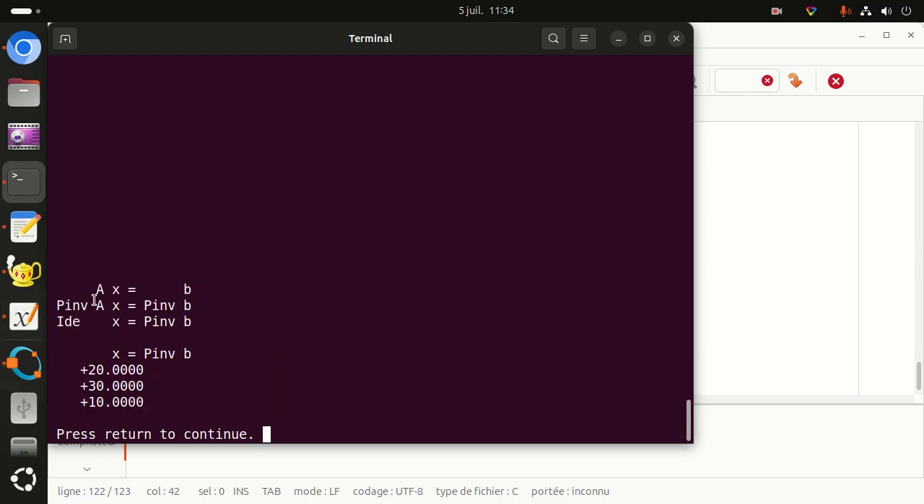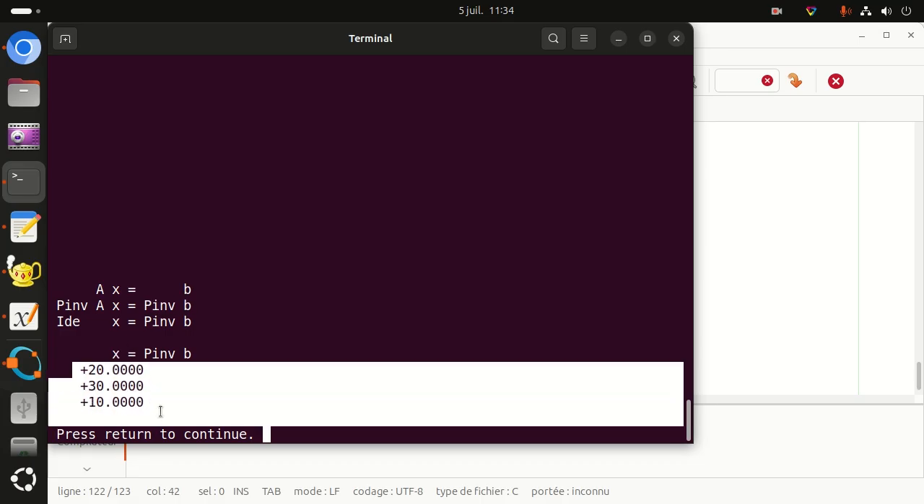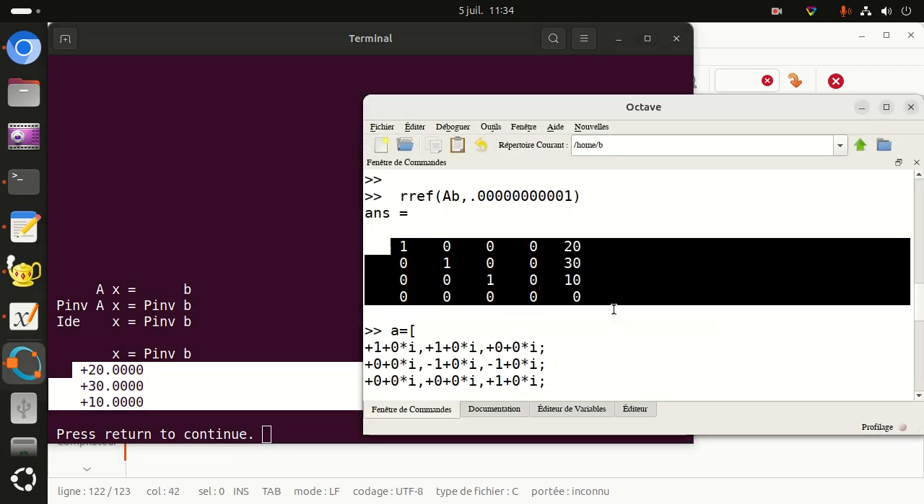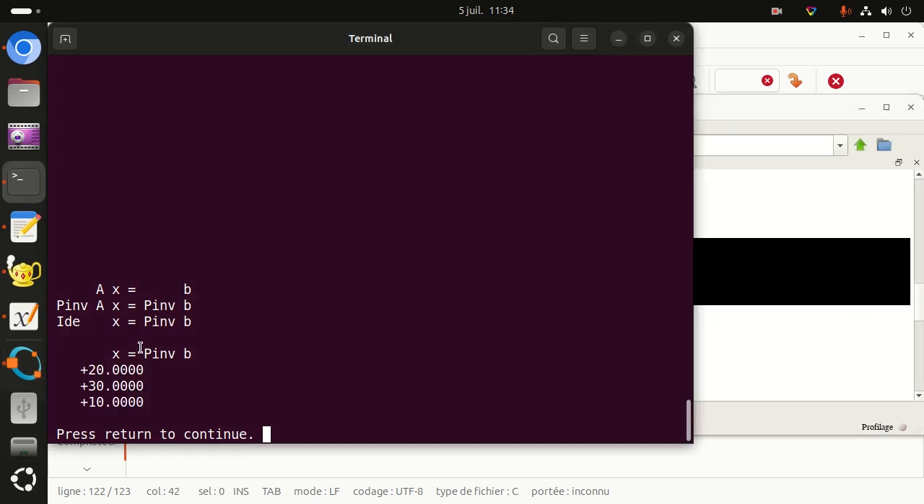Now, if I multiply A by the pseudo-inverse, this gives the identity matrix, and if I multiply the pseudo-inverse by B, this gives the solution 20, 30, 10.